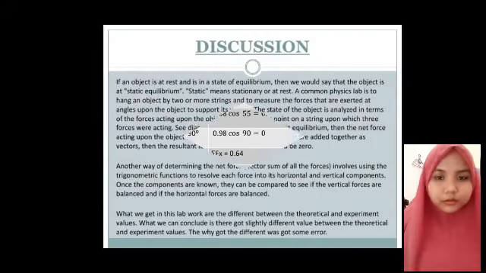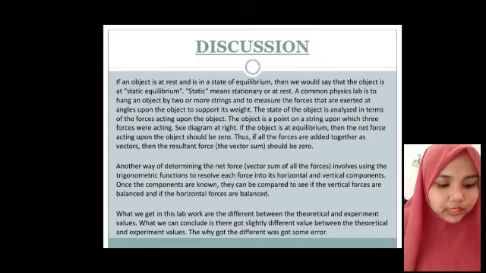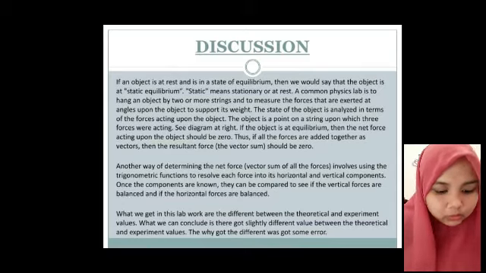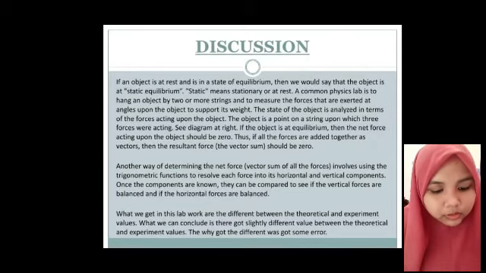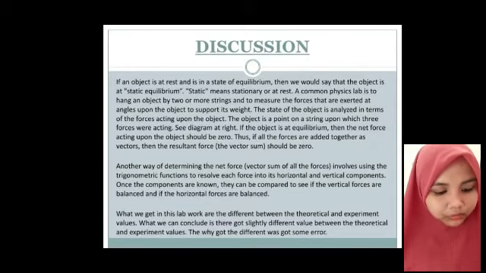Next, the discussion. If an object is at rest and is in a state of equilibrium, then we say that the object is in static equilibrium. Static means stationary or at rest. A common physics lab is to hang an object by two or more strings and to measure the forces that are exerted at angles upon the object to support its weight. The state of the object is analyzed in terms of the forces acting upon the object.